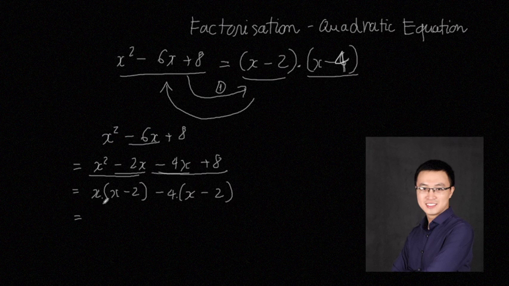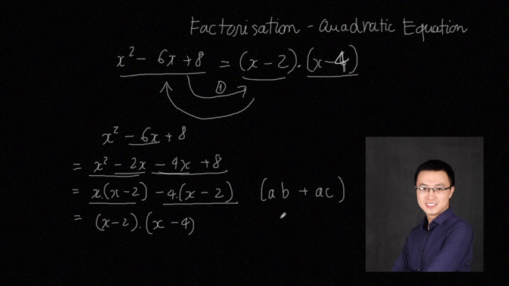After that we see that the first group and the second group both have x minus 2 as a common factor. So I take x minus 2 outside, and the other factor is x minus 4. We can apply this formula: a times b plus a times c, you take a outside and you have the bracket with b plus c inside. So when I see x minus 2 is common, I take x minus 2 outside and the rest inside. This operation we call factorization.